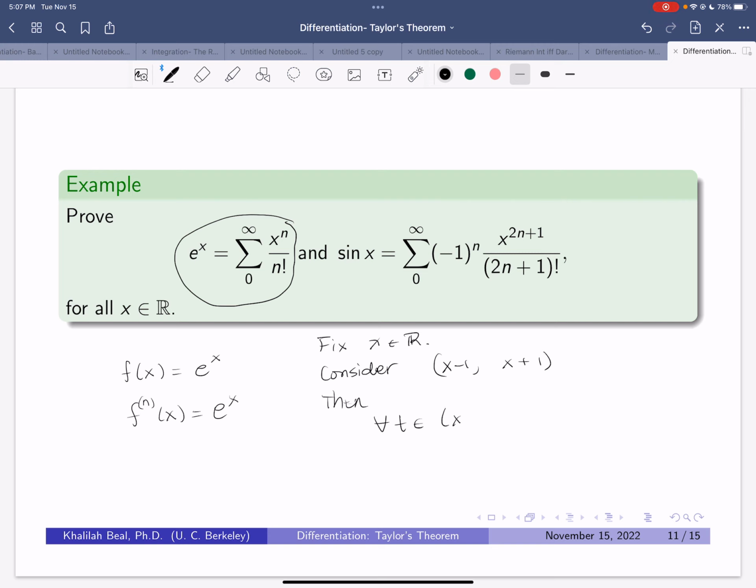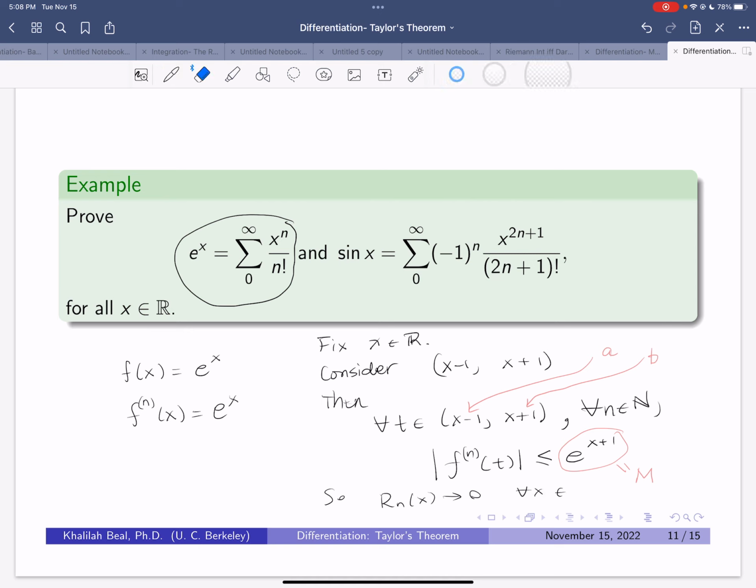For all t in that interval, and for all n, the nth derivative at t is going to be less than or equal to e to the x plus 1. So here, this is my M, this is my a, this is my b, right? So the remainder goes to 0 for each t. In particular, the remainder goes to 0 for t equals x.